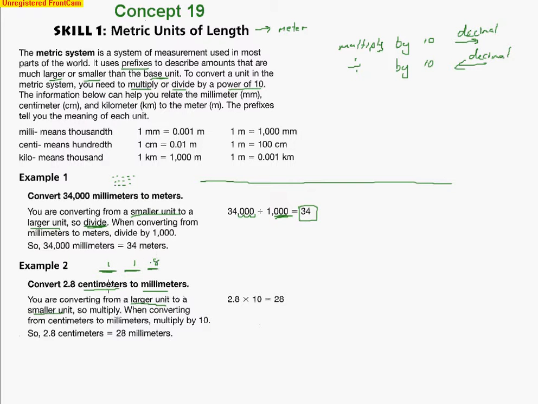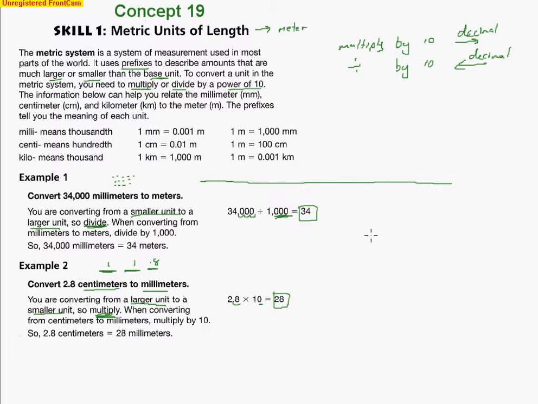Now I'm making these centimeters into millimeters, so there are lots of millimeters. There's 10 millimeters in 1 centimeter. Since I'm going from a large unit to a small unit, I multiply. That moves the decimal 1 space to the right because I'm multiplying by 10. One space to the right, and that makes 28.